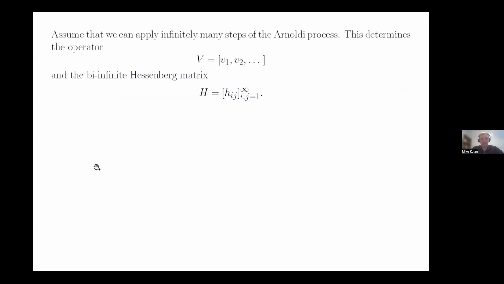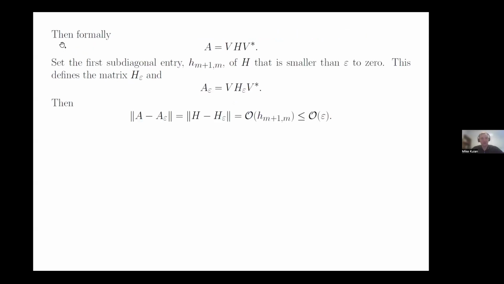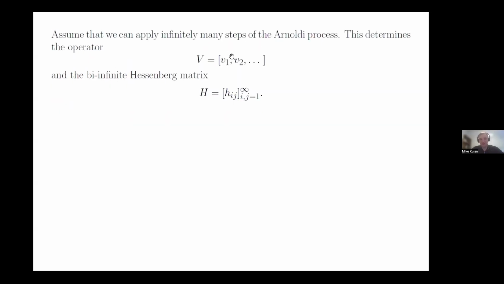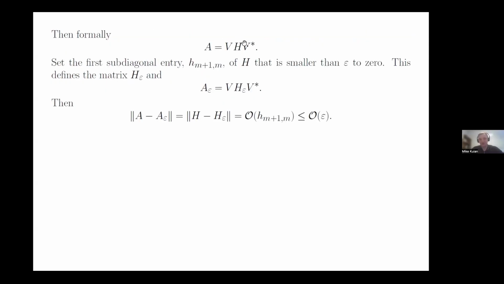Assume that we apply infinitely many steps. So we have an infinitely dimensional operator. We can apply in theory infinitely many steps of Arnoldi, which will determine the operator of these orthonormal vectors and the infinitely large Hessenberg matrix. Then formally we can write operator A as a composition of these operators: V, which contains the orthonormal basis, the Hessenberg matrix, and the adjoint of V.